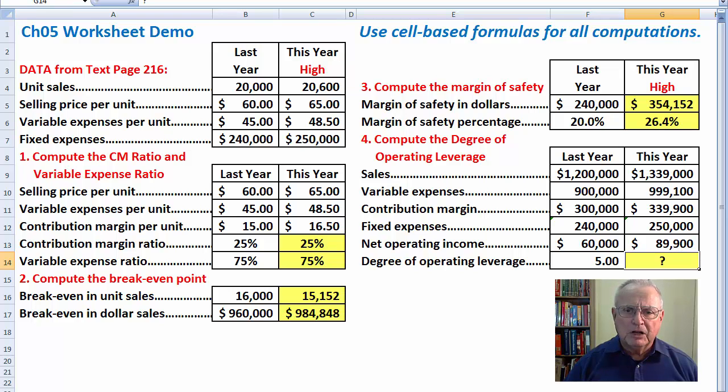How about the degree of operating leverage? We'll take this number right here and divide it by the net operating income right there, and that gives you the degree of operating leverage. Basically, you would do the same thing for the low amount of unit sales of the 15,500.